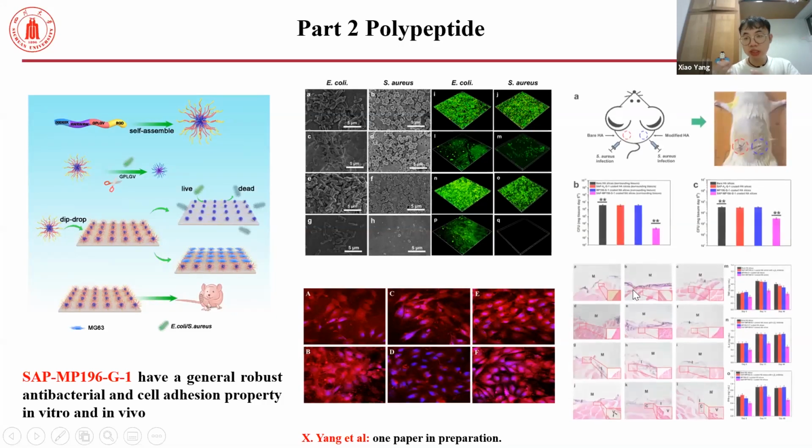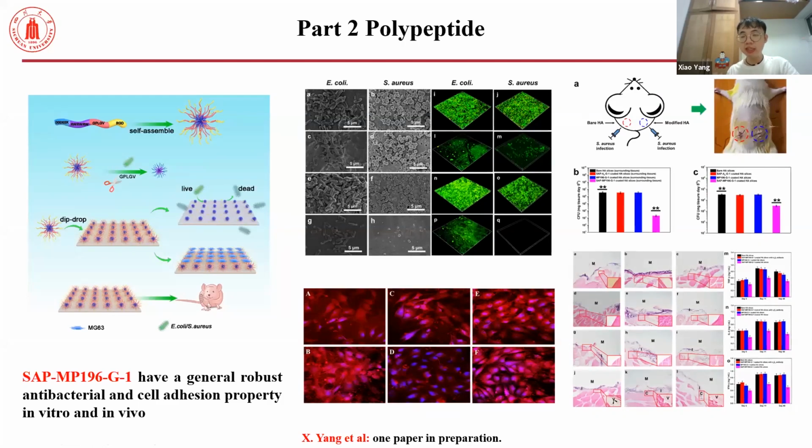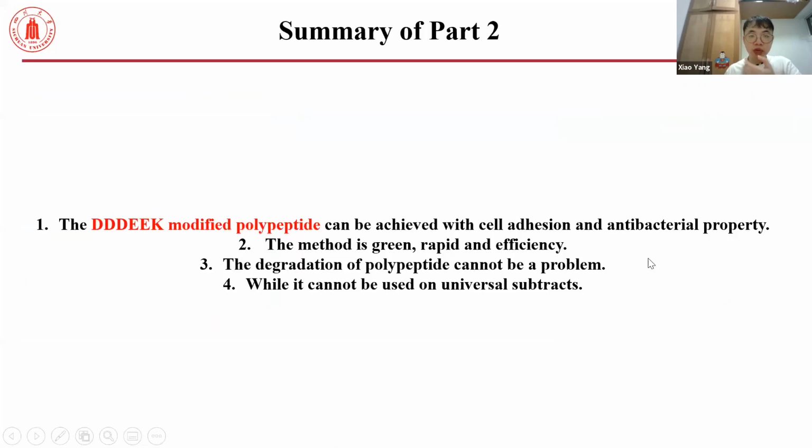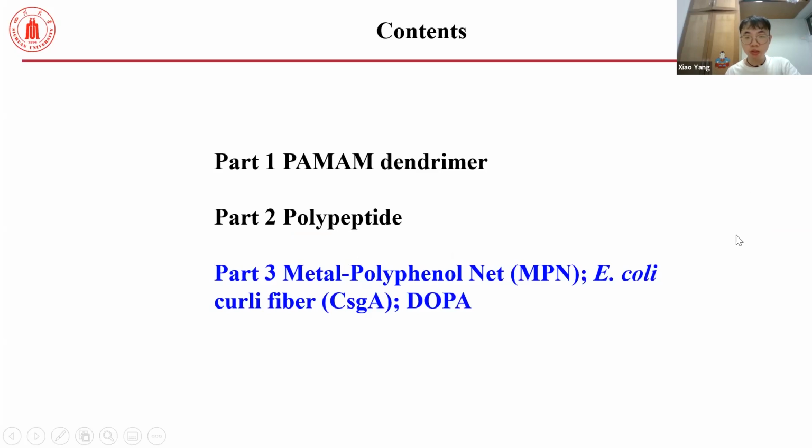So we also do it in vivo. We can see they have good properties in vivo. And the summary of this part, we can say the DDEEK modified polypeptides can achieve cell adhesion and antibacterial properties. And the method is very rapid and efficient. And the degradation of peptides cannot be a problem because it's very easy to degrade. But we can see, can we use our system on universal substrates? So my research moves on to the third part.